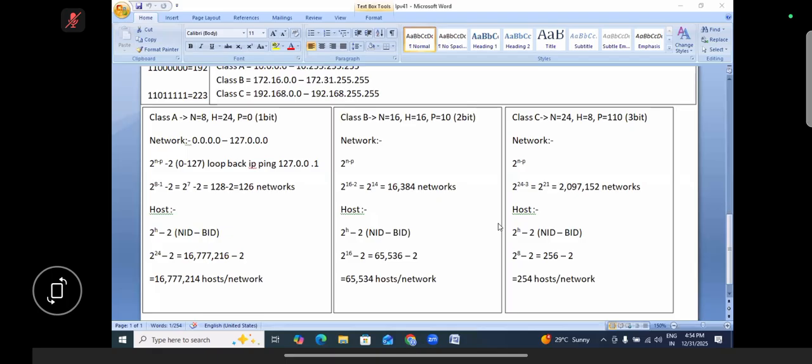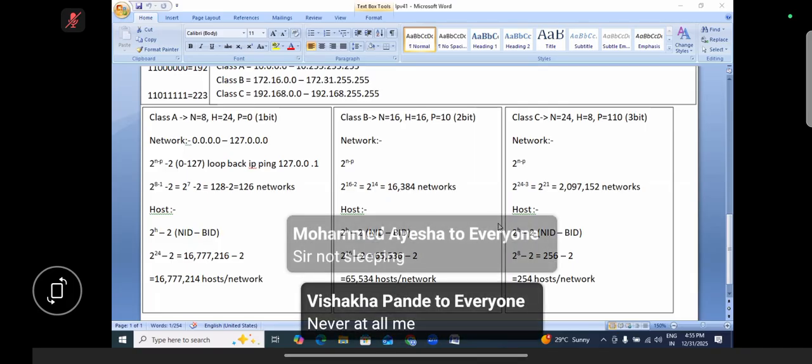Please focus. Aisha and Vishaka, you both, don't sleep. Okay, I understand this is not a good time, 4 to 5:30. After having lunch, we need to attend the session, so always not sleeping, Aisha.